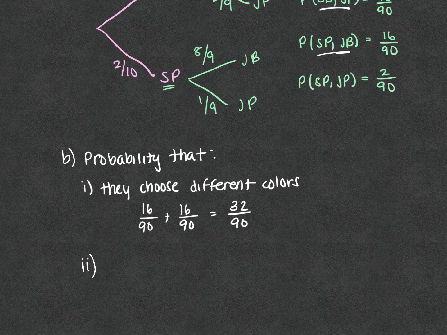So the probability that, let's do Jake chooses blue given they chose different colors.